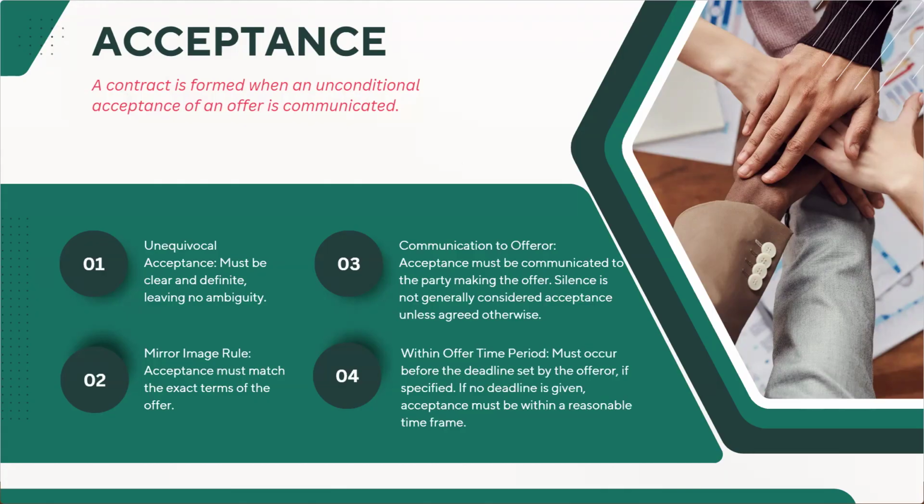The acceptance here must be unequivocal, and it should mirror the offer. So there are very few rules and principles here. Unequivocal means the acceptance must be clear and definite, and it must be communicated to the offeror. When the offeror receives that kind of communication, then the contract is formed. However, we have an exception here based on the mailbox rule.